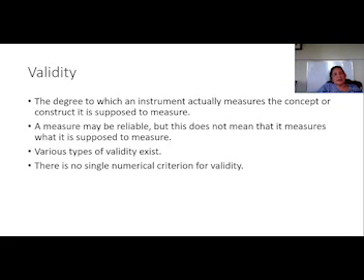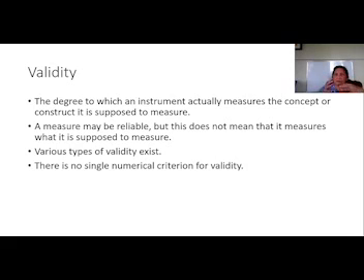That's reliability. What about validity? Ano ang ibig sabihin nito? Validity is the degree to which an instrument actually measures the concept or construct it is supposed to measure. If I say I'm measuring achievement, then I should be able to measure achievement, hindi personality. If I'm saying I'm measuring your temperament, then I should be able to measure temperament, hindi achievement. Hindi score mo sa isang test, no? Now, if the test that I develop truly measures what I intend to measure, then my test is valid.